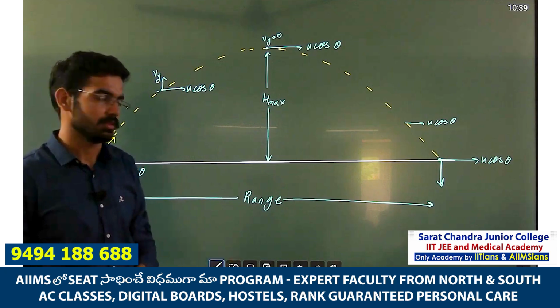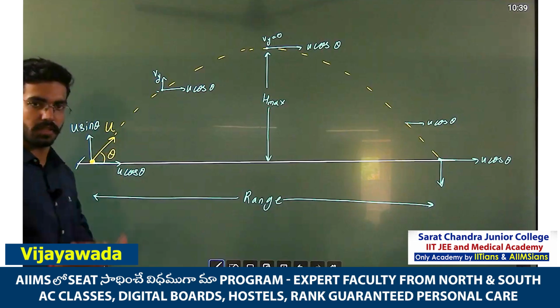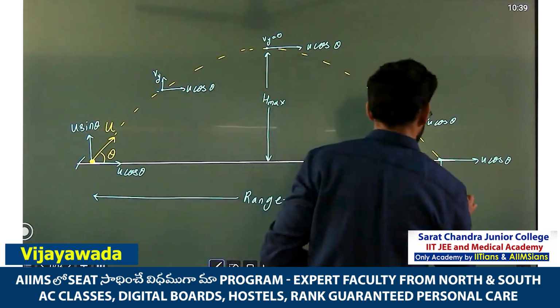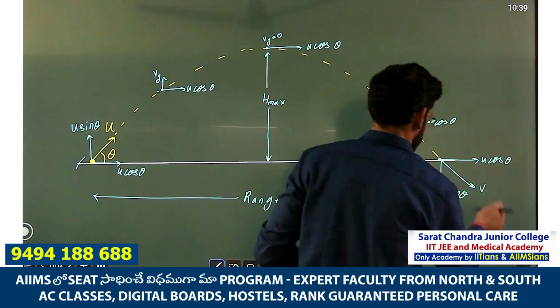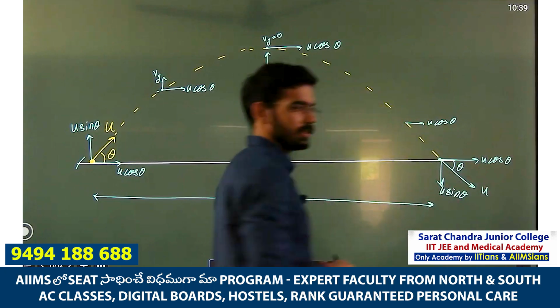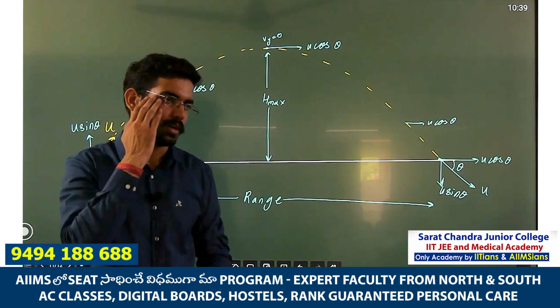Agree? So if this is u sin theta upward, if I throw a particle up, it will come back with the same velocity in my hand because displacement is 0. So downward u sin theta. Okay. The net velocity will be this side, v, u only, right? With horizontal angle theta. It will hit the ground with the same angle as you projected it.